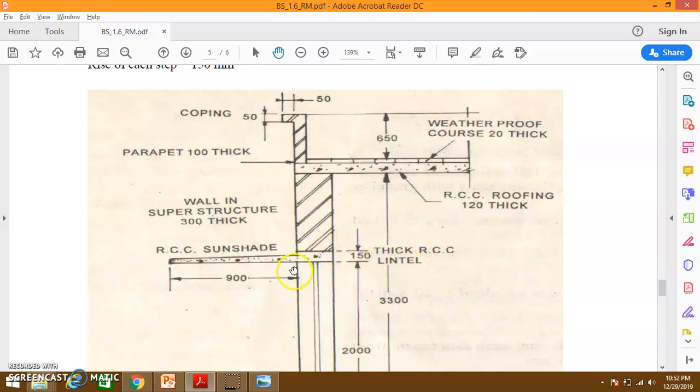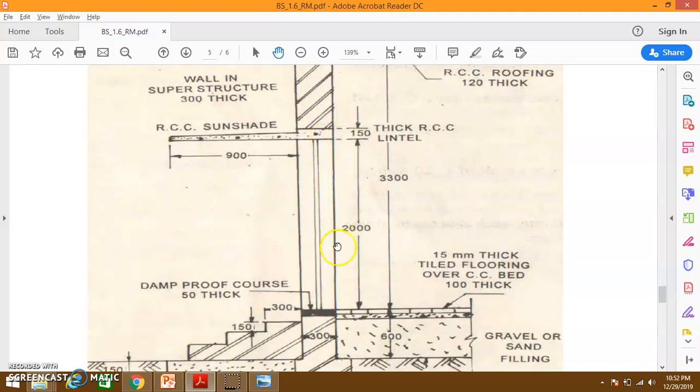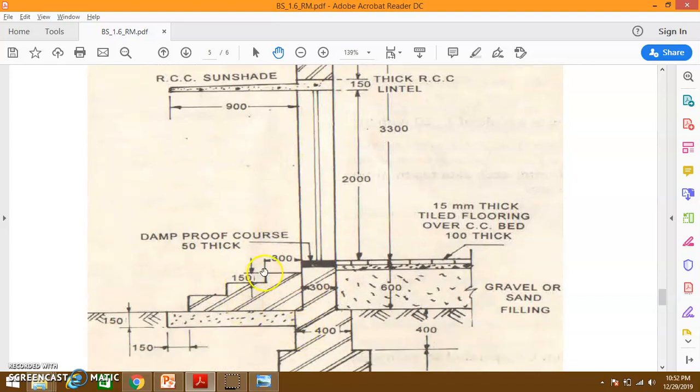The lintel goes over doors and windows, where there is a door opening. Next, the thickness is 300 mm, given along with 150 mm rise. Damp proof course, 20 thick. The wall thickness is 300 mm.